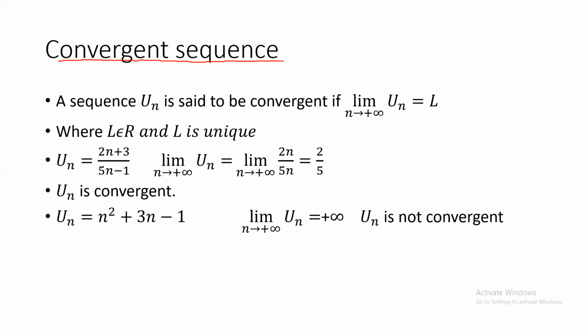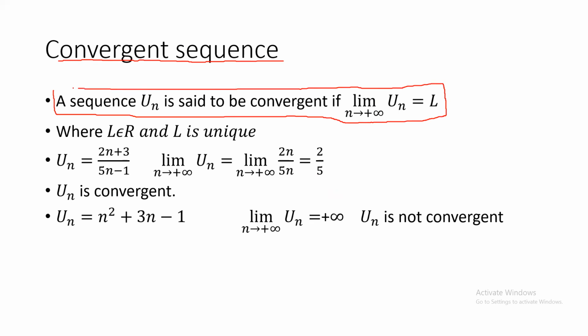Convergent sequence definition. A sequence Un is said to be convergent if the limit of Un as n tends to plus infinity equals L, where L belongs to R and L is unique. So a sequence Un is said to be convergent if the limit of Un as n tends to infinity equals L, where L belongs to R and L is unique.